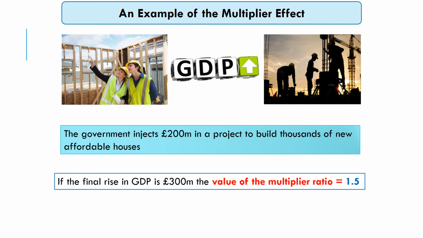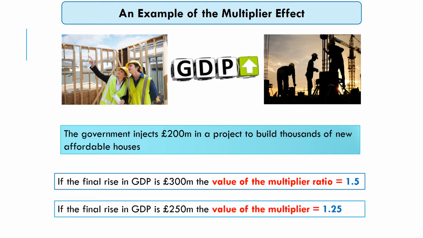If the final rise in GDP was 300 million, then we're saying the value of the multiplier within our economy is 1.5. There's been a 1.5 times bigger increase in GDP than the initial injection. 200 times 1.5 gives us 300. If the final rise in GDP was only 250 million, then the value of the multiplier would be 1.25. 200 million pounds injection times 1.25 gives us the final rise in GDP of 250 million pounds.